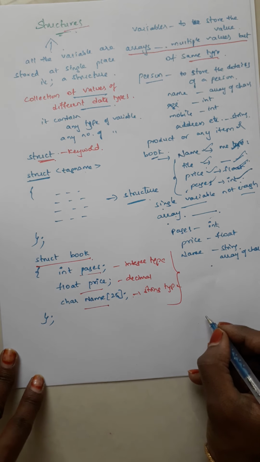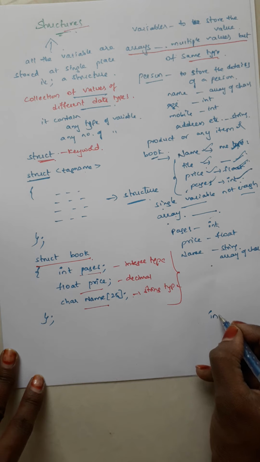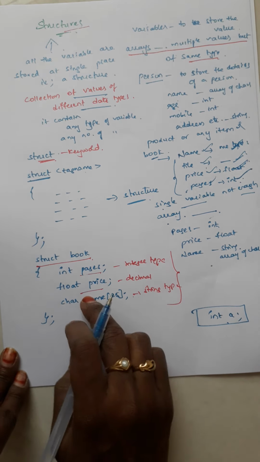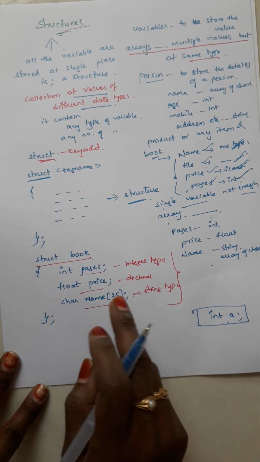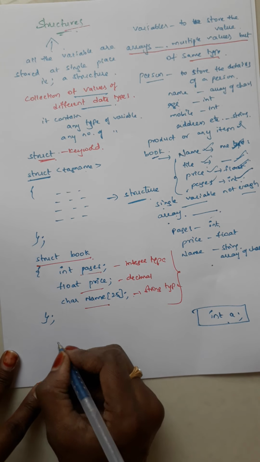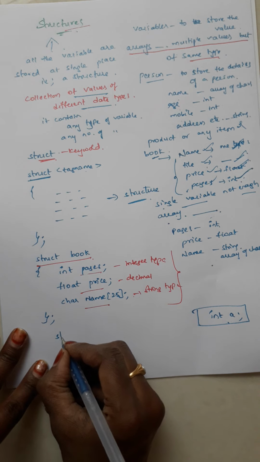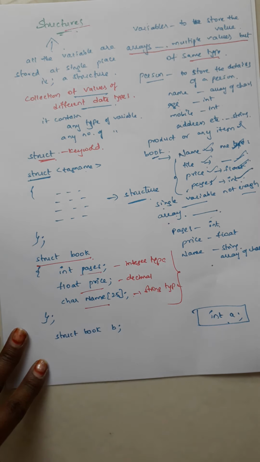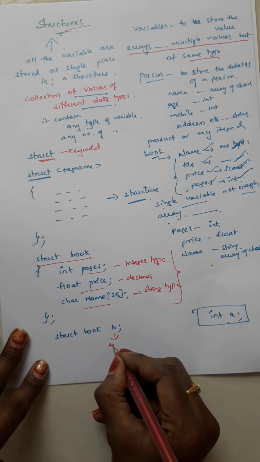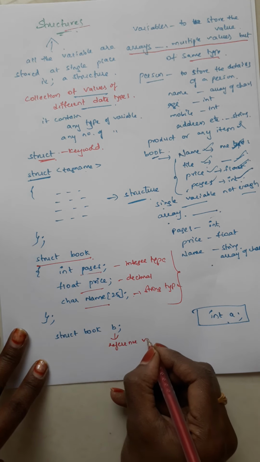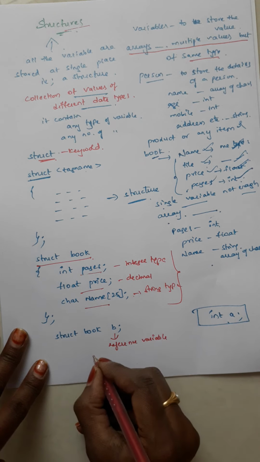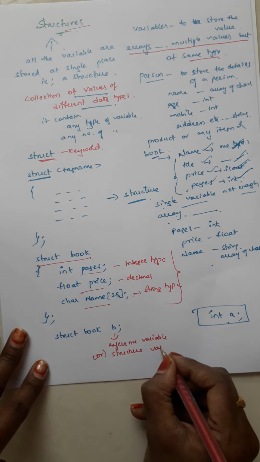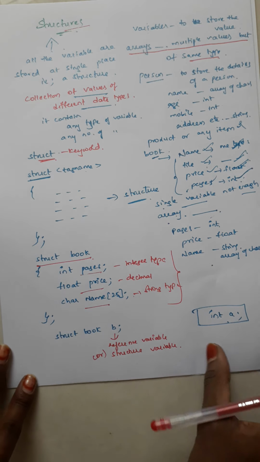In the same manner as we declare an int type like this, int a, we declare a structure. So for every type there is a variable. Now we declare the variable. Struct book b. So here b is a reference variable, or it is a structure variable.